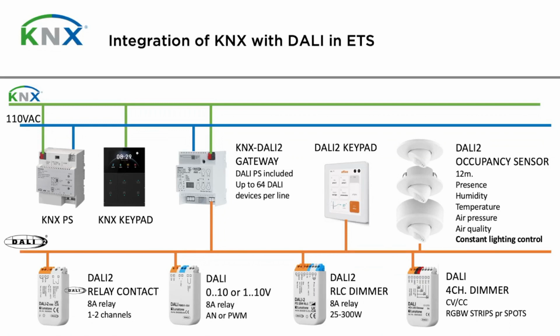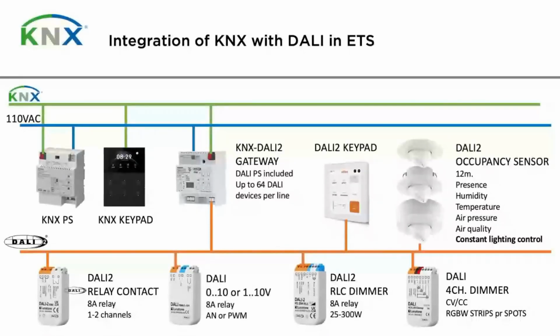So as you can see, we can also have a DALI keypad, okay? Or we can have a DALI binary input module. We have DALI binary input modules in the market. Or we can have DALI occupancy sensors as well. Yeah, but we do have them in KNX. Yes, I know, but we have the same in DALI. It's digital, it's the same functionality. We also have occupancy sensors with presence, with humidity, with temperature, air pressure, air quality, and the best of the best, the constant lighting control.